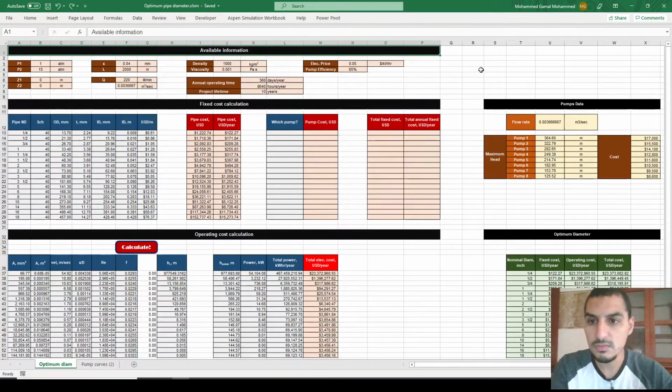Hello everybody. So we're still talking about the calculation of the optimum pipe diameter for fluid flow, and in the previous video we calculated the fixed cost, which was the cost of pipes, and the operating cost, which is the cost of the electricity that is needed to operate the pump. And from these we were able to calculate the total cost and find the minimum cost that corresponds to the optimum pipe diameter.